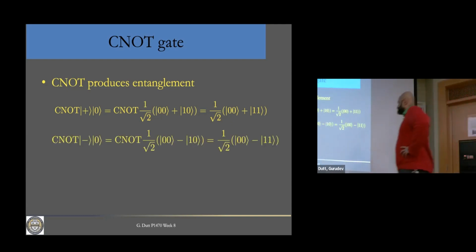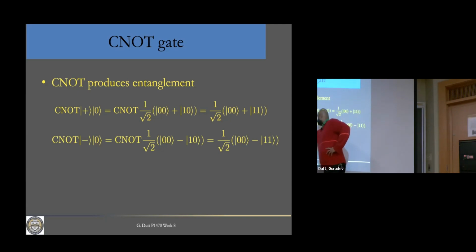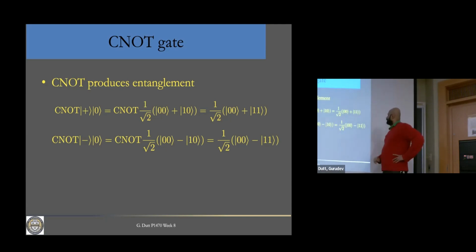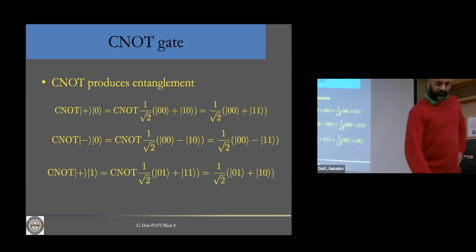Okay, let's do it with the minus state. Minus input on the first qubit and 0 on the right qubit. So this is just |0,0⟩ minus |1,0⟩. And following the exact same argument, this is now |0,0⟩ minus |1,1⟩. Okay, also an entangled state.